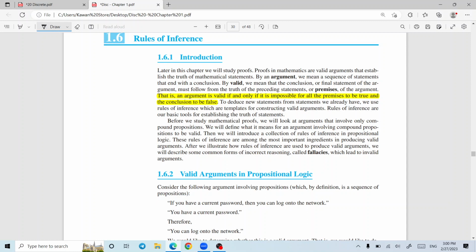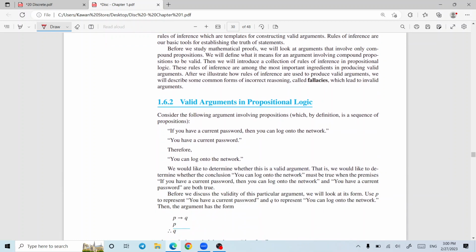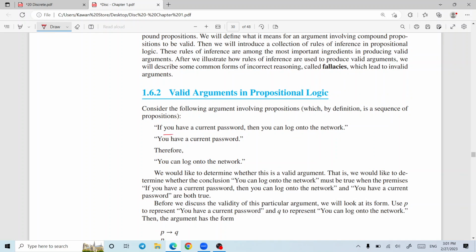So the argument is what? We have the argument, we have premises, and we have validity, and how we change the text to the theorem. Because later we have a text, we change it to mathematics, to propositions, like P and Q. You can see from here, if you have a current password, you can log onto the network. You have the current password, therefore you can log in to the network.